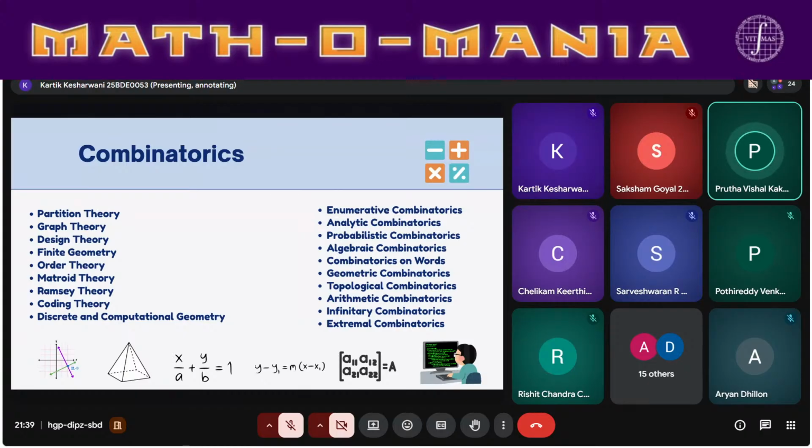Then finite geometry. It studies geometric systems with finite points. Fourier techniques help analyze incidence structures and symmetry properties in discrete geometric configurations. Then order theory. This theory explores partially ordered sets.